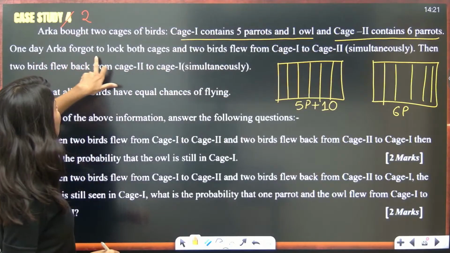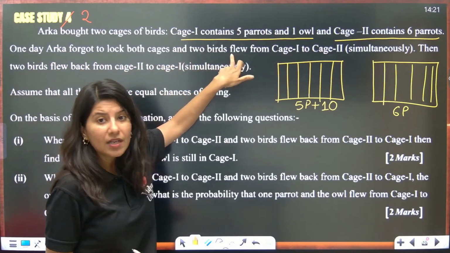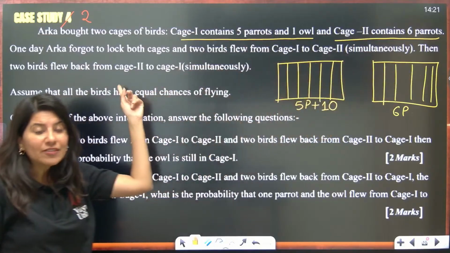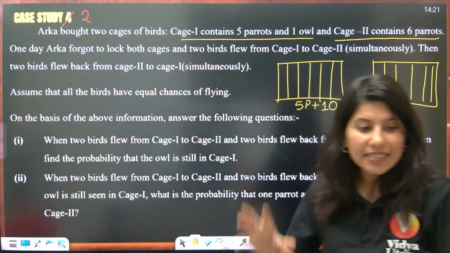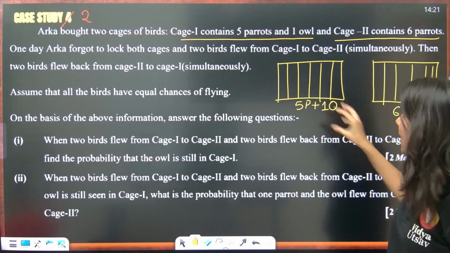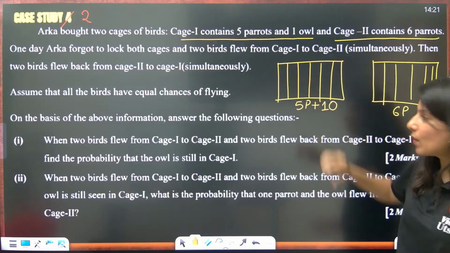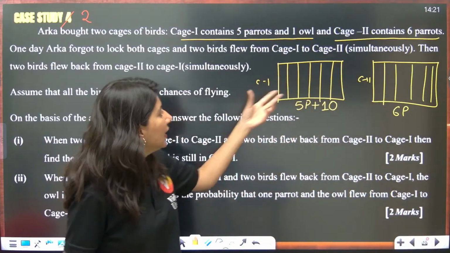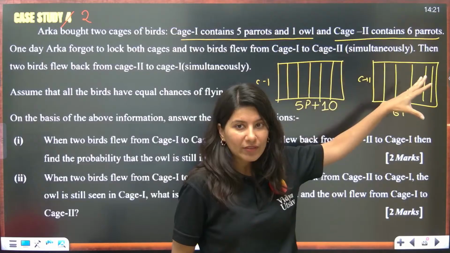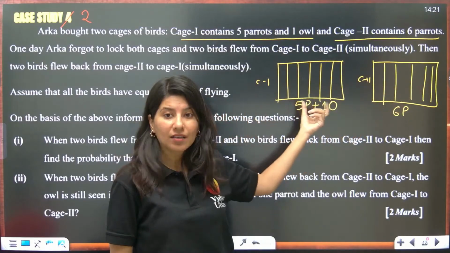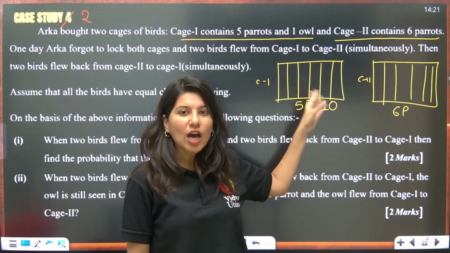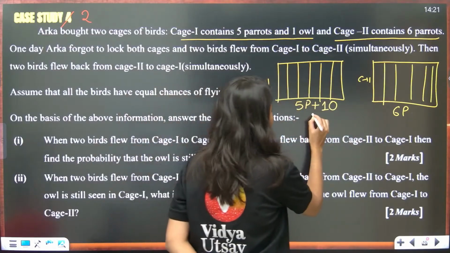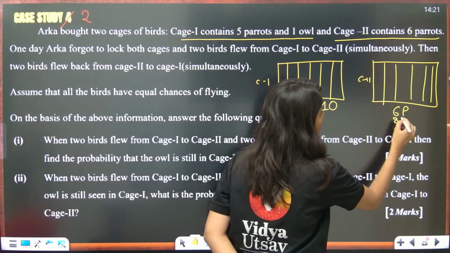Now what is happening? One day Arka forgot to lock both cages and 2 birds flew from cage 1 to cage 2 simultaneously. Then 2 birds flew back from cage 2 to cage 1 simultaneously. Understand, this is cage number 1, C1, and this is C2. In the very beginning, from cage number 1, 2 birds flew away. Here there were 6 birds, so now there are 4 birds. After the first transfer, 4 birds here and 8 birds here.